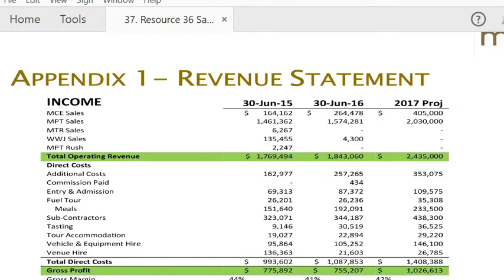So first thing you can see obviously is our income. So you've got 30th of June 2015. Now down here in Australia, our financial year runs July to June. So this is the financial year 2015, financial year 2016. And this was actually created in around February, so the financial year hadn't been completed. So we were going by projections, and we were projecting that we would do about $2.4 million in revenue, as opposed to the previous year we'd done about 1.8, and in 2015 we'd done 1.7.